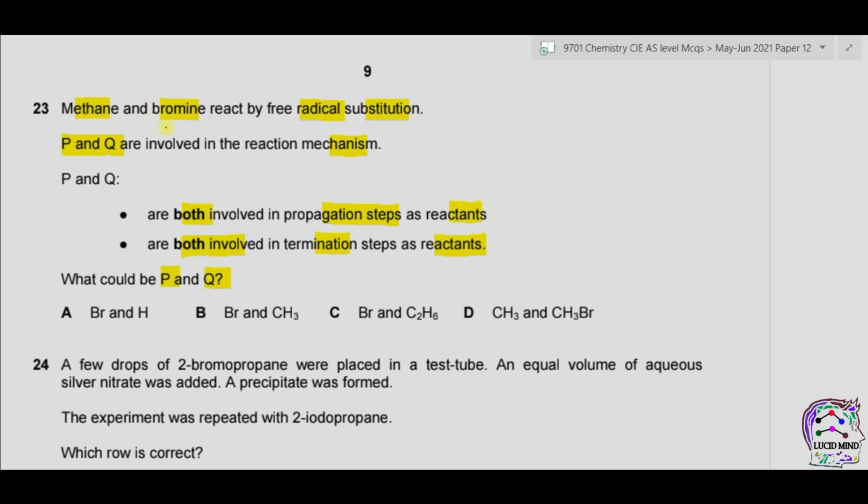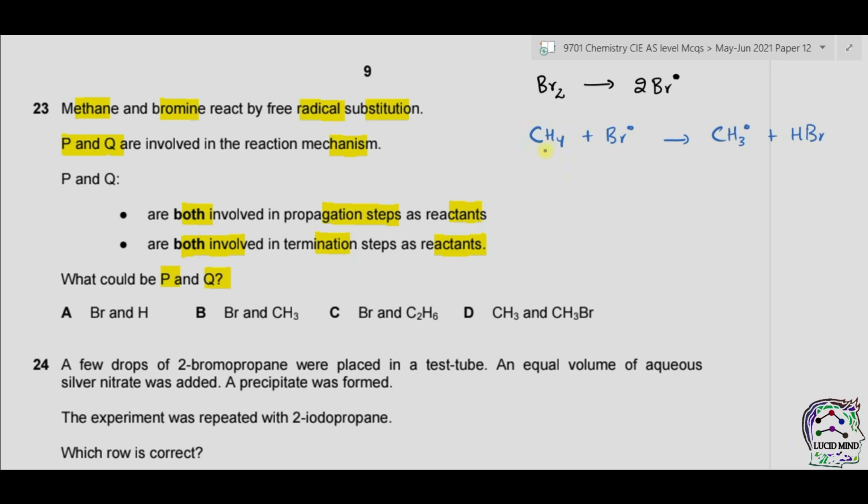For bromination of methane, we can divide the steps into three parts. First one is initiation, in which a radical is formed. So bromine converts into bromine radicals. Now in the second step we have propagation, in which methane will react with these radicals to form methyl radicals along with HBr.